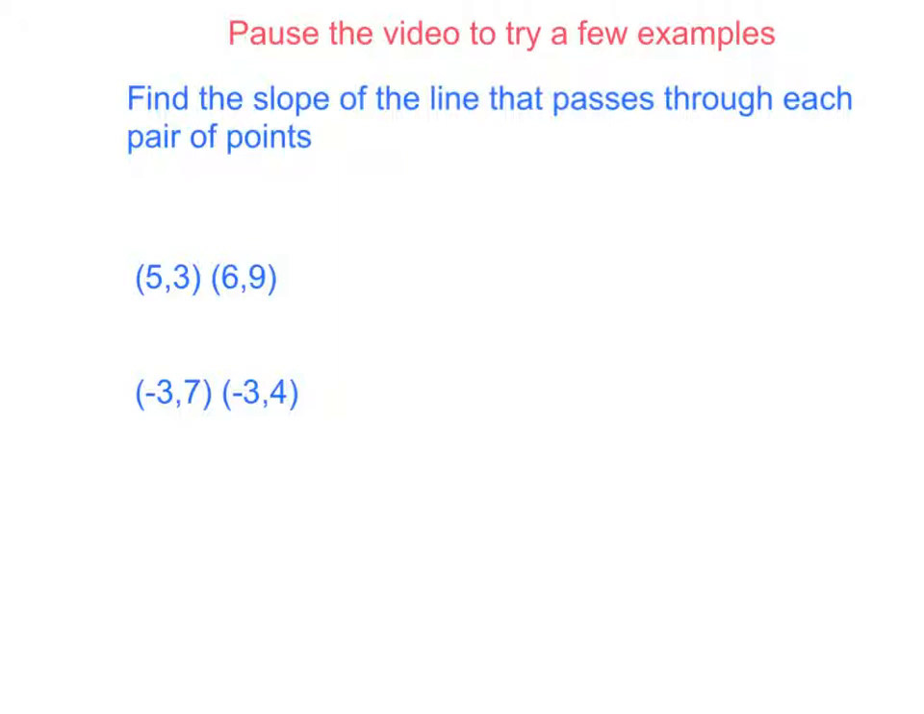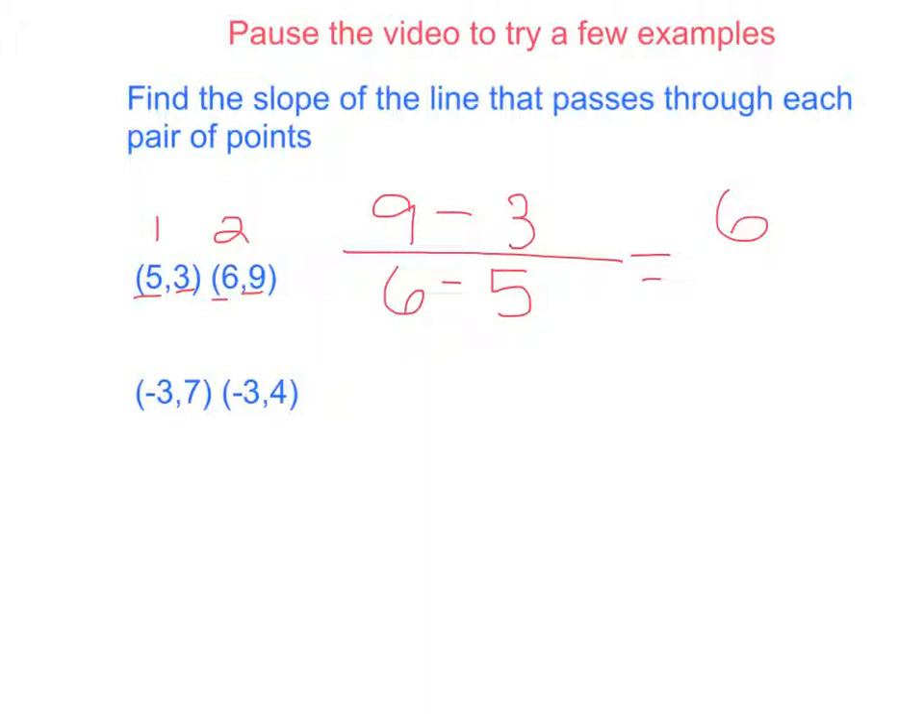So just like we did in the example of finding slope with a picture of the graph, I want you to pause the video here and find the slope of the lines that pass through each pair of points. We first want to identify them as point 1 and point 2, and then our slope we know is y2, so 9, minus y1, which is 3, over x2, which is 6, minus x1, which is 5. So this one would come to 6 over 1, so the slope is 6.